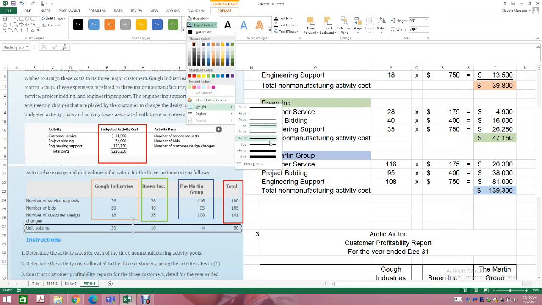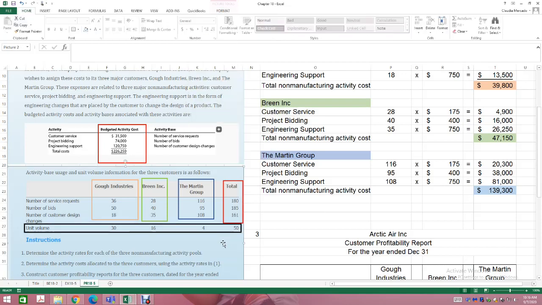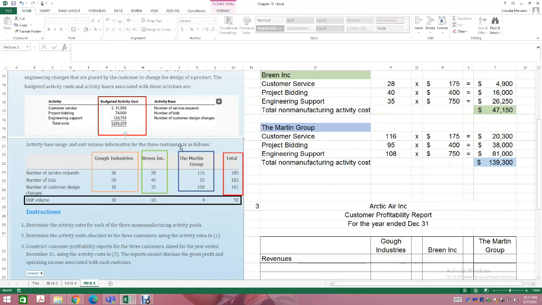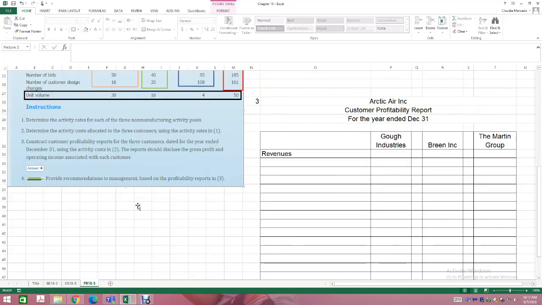So they've given you the amount of units that you sold to Go, to Bryn, and to Martin. You sold 30, 16, and 4. Okay? So I know that I sell each of those units at 60,000, and I've got my quantities that I sold. We can calculate our revenues. Now I'm going to do my little calculation here on the side.